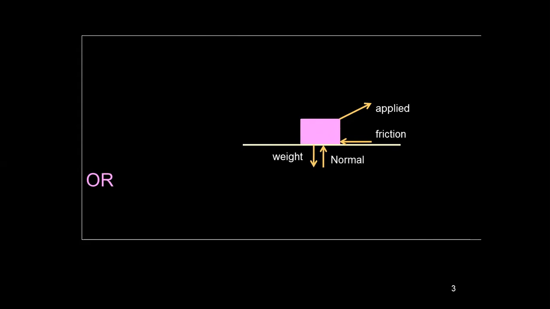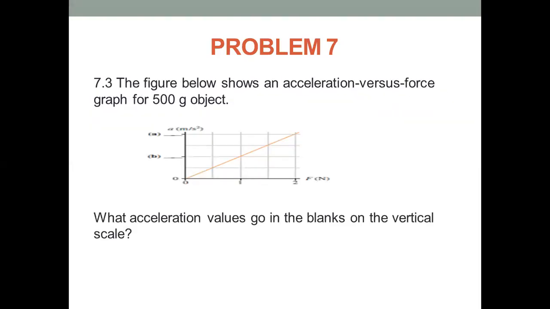Or you can represent the object with a dot. So we have applied force acting. You can even write letter F there, like it is acting 20 degrees above horizontal and friction opposing the motion. Then we have the weight acting downwards and the normal force acting upwards. Okay, so we can even use symbols to label this.